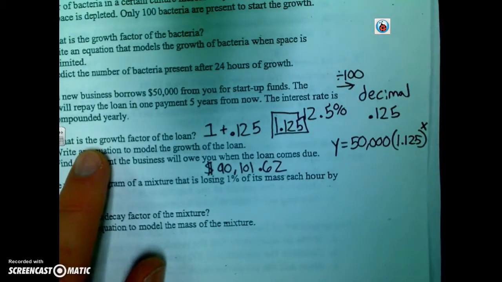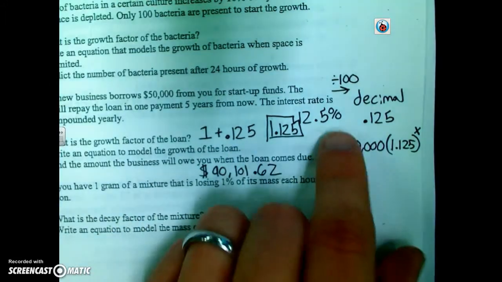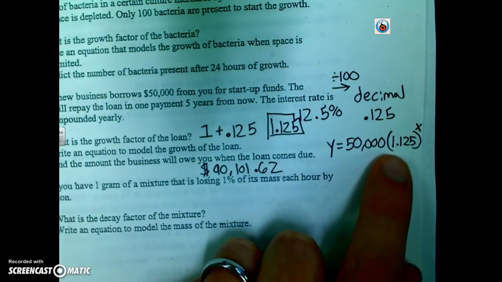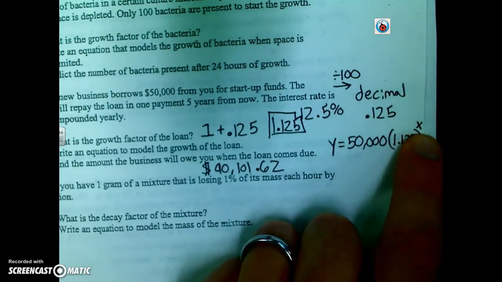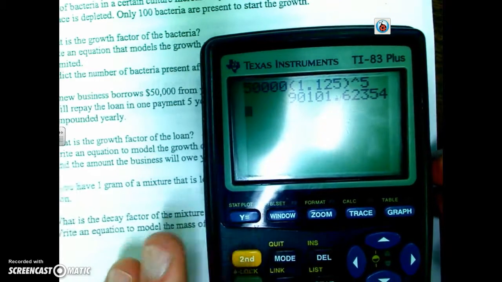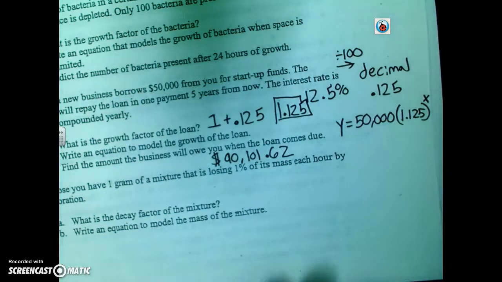So we found the growth factor. We're taking 1 plus our percent as a decimal. We toss in our starting value, our b value, raise it to a 5. All that on the calculator, and that's our answer.